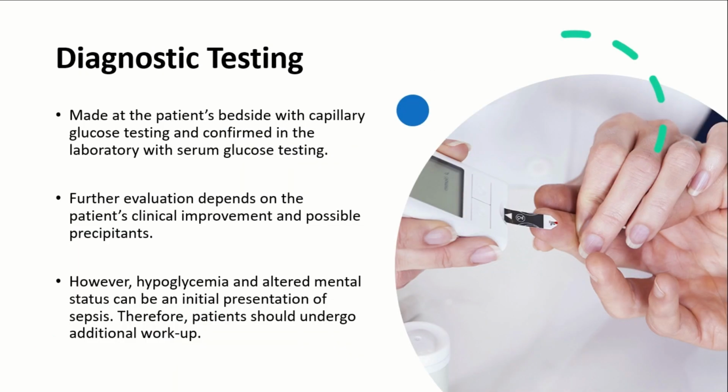Diagnostic testing. It is made at the patient's bedside with capillary glucose testing and confirmed in the laboratory with serum glucose testing. Further evaluation depends on the patient's clinical improvement and possible precipitants. However, hypoglycemia and altered mental status can be an initial presentation of sepsis. Therefore, patients should undergo additional workup including blood cultures, lumbar puncture, antibiotics, and admission if an appropriate clinical picture exists.